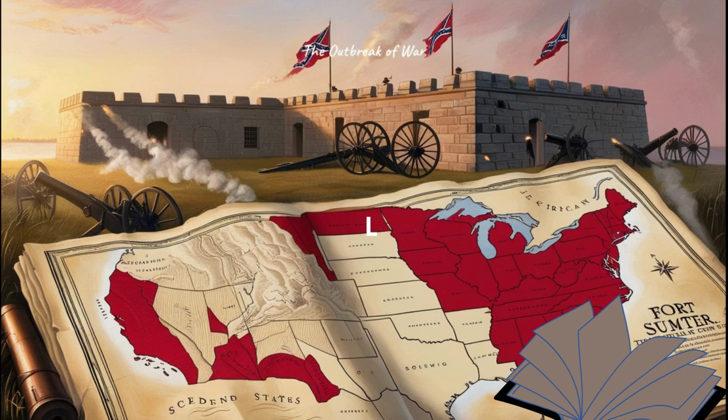The Civil War officially began on April 12, 1861, when Confederate forces attacked Fort Sumter in Charleston Harbor, South Carolina. This marked the first shots of the war, as President Lincoln called for 75,000 volunteer soldiers to suppress the rebellion. Within weeks, 11 Southern states seceded from the Union, forming the Confederate States of America, led by Jefferson Davis.